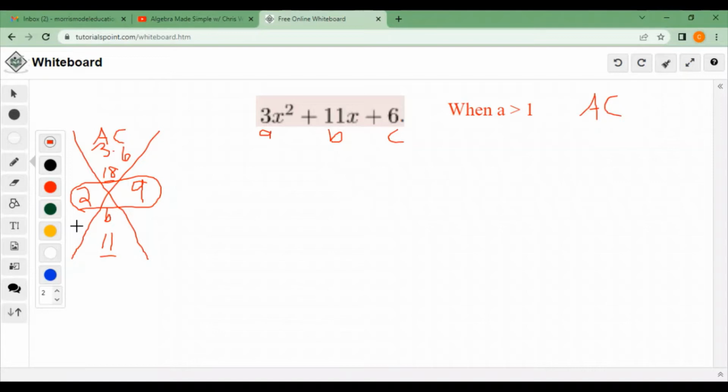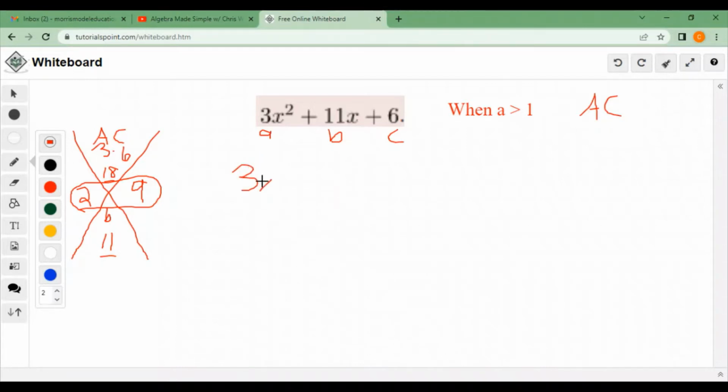So here's the part that might be a little weird the first time you see it, but it's not really that bad. Once you find those winning numbers, 2 and 9 in this case, they multiplied to 18, they added to 11, now you're going to insert 2 and 9 into the original polynomial, but you have to do it a certain way. So here's what I'm going to do. Go ahead and rewrite the polynomial.